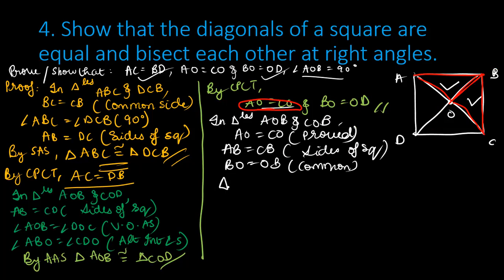Clear? Now I can say therefore that triangle AOB is congruent to triangle COB by which congruency rule? Side, because all three are sides only, right? So by SSS, I can say that triangle AOB is congruent to triangle COB. Clear? Now, therefore, I can say that angle AOB is equal to angle COB.